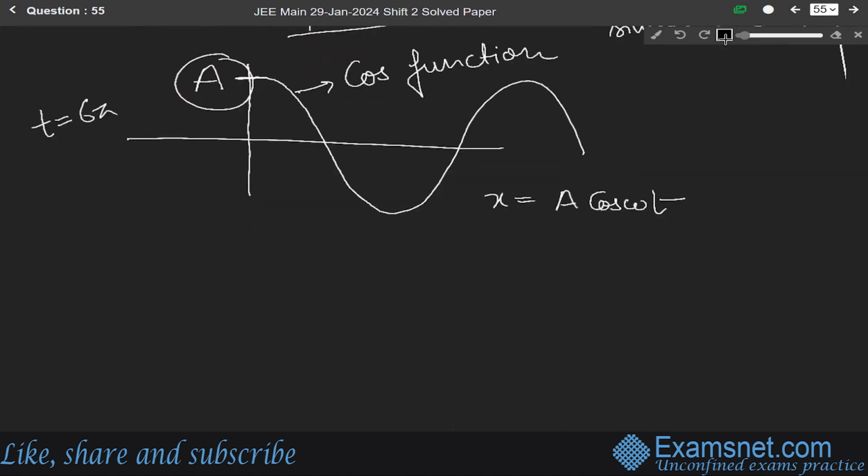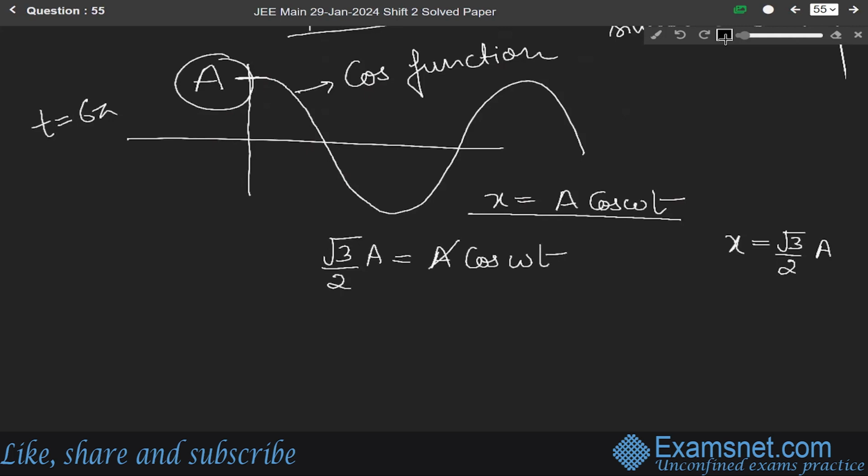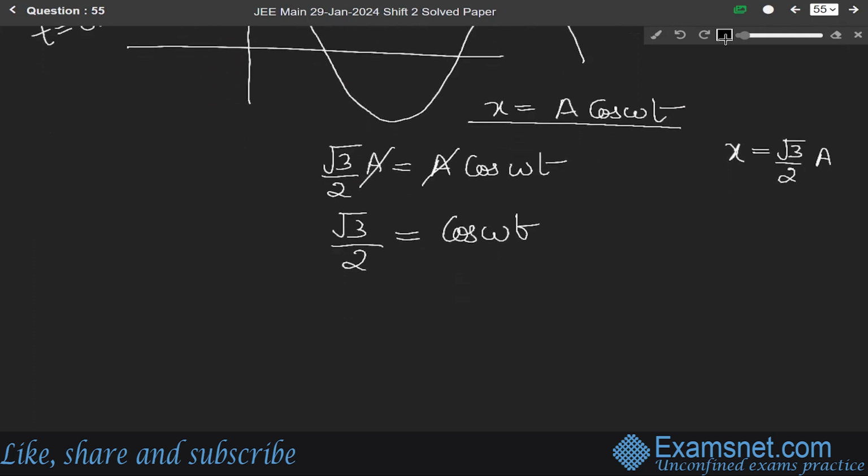Let us say at the starting point x equals a cos omega t. Now x is equal to root 3 by 2 a. So root 3 by 2 a is equal to a cos omega t. This a cancels, so root 3 by 2 will be equal to cos omega t, and cos 60 is equal to root 3 by 2. It will be equal to cos omega t, and it will be equal to pi by 6.